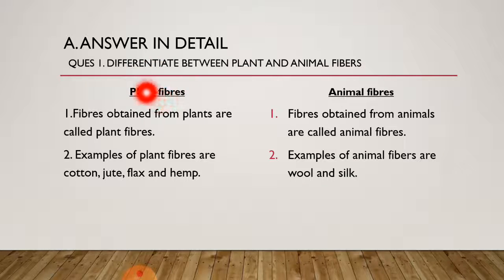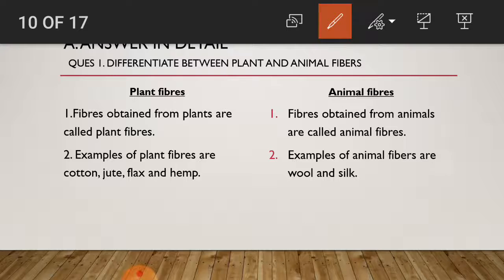So, answer. Plant fibers: number 1, fibers obtained from plants are called plant fibers. Number 2, examples of plant fibers are cotton, jute, flax and hemp. Now in animal fibers, number 1, fibers obtained from animals are called animal fibers. Number 2, examples of animal fibers are wool and silk. So, this is the answer of question 1.